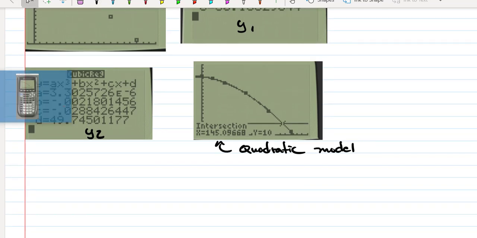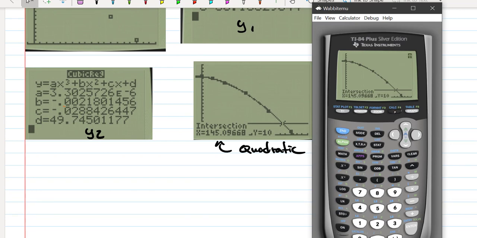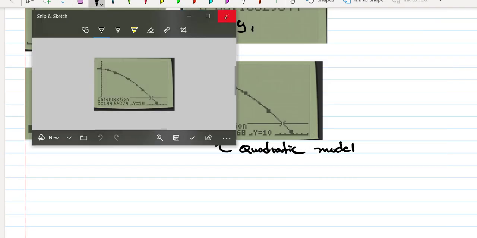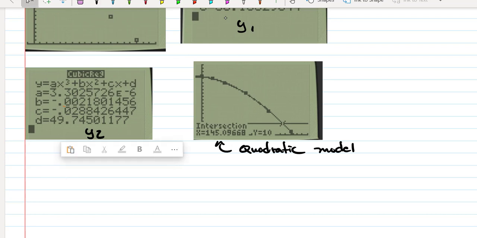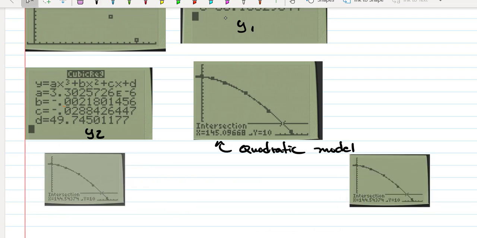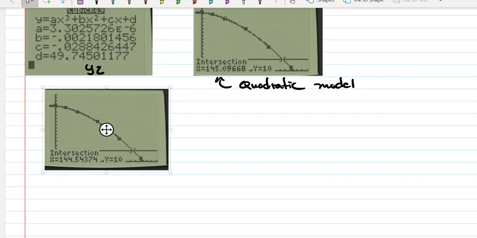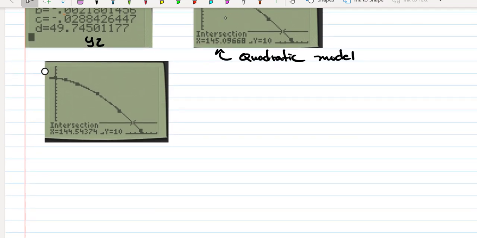And we could do that again with our cubic model. So we go second trace, and we choose our intersection, but instead of y1 this time, we want our cubic model, which was y2. We press enter, and then y3, we press enter, and then guess. And when we do it, we notice the two answers are pretty close, but the cubic model gives us a slightly different answer. But both of them are still fairly close to 145.